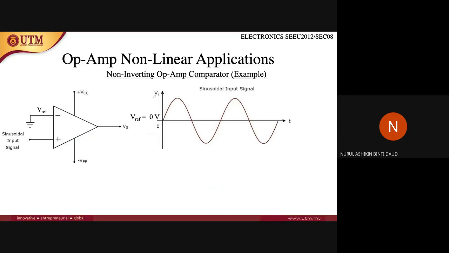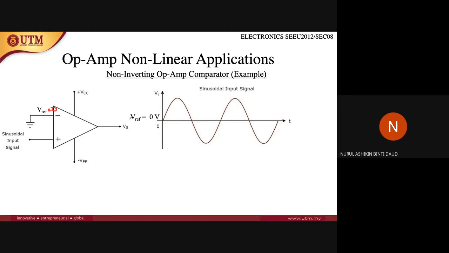Let's look at an example for the non-inverting op-amp comparator. For this example, the V reference here is grounded. It's very simple. V reference is grounded, so the value is near 0. It means that V reference is equal to 0 volts. The input signal is a sinusoidal input signal, so this is the input signal.